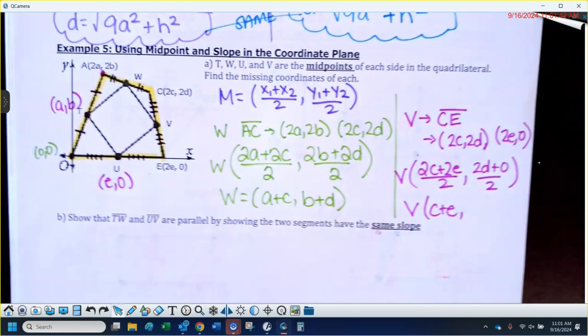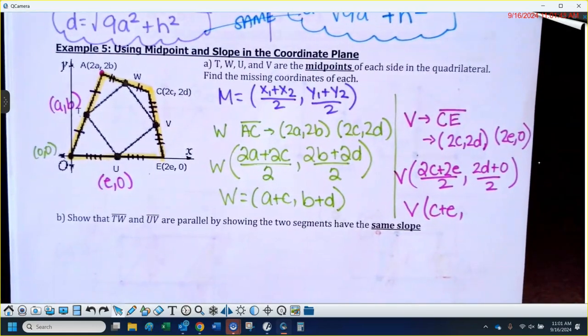Does anybody know what the y coordinate would simplify to be? I've got 2D plus 0 divided by 2.